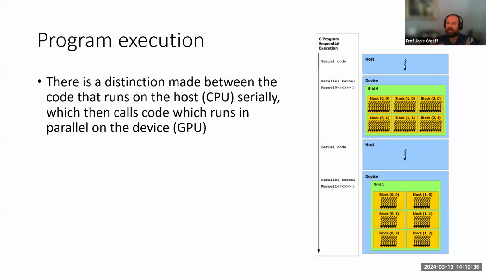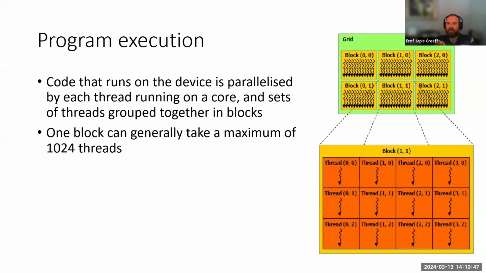And each of those kernels are going to run inside of a grid. Okay, so a grid is just a number of blocks, as we will see in a moment. Okay, so what we say is that the code that runs on our device, which is the GPU, is parallelized by each thread running on a core. So we've got lots and lots of cores, and each core runs one specific thread, and sets of these threads are grouped together in blocks. Okay. At the moment, with the library and the state it's in, for the most part, you will find that blocks can take a maximum of 1,024 threads.